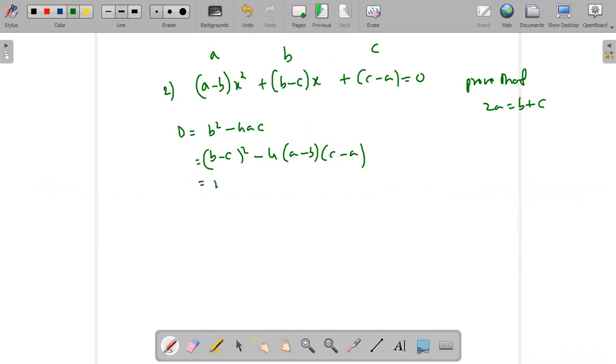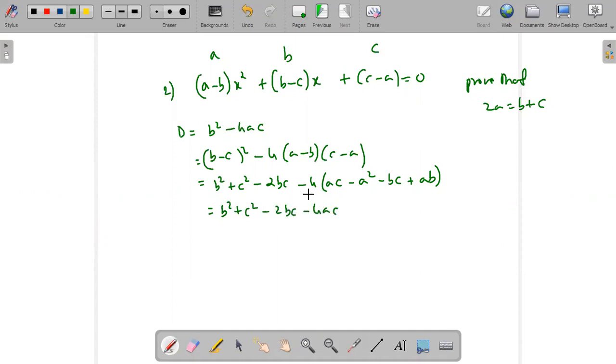This is going to be b square plus c square minus 2bc, isn't it? a minus b whole square I am applying here, minus 4, and I am going to open the bracket. a into c is ac, a into minus a we get minus a square, minus b into c we get minus bc, minus b into minus a we get positive ab. You're multiplying each term with each.